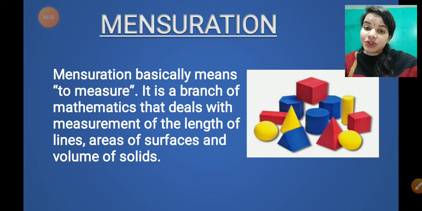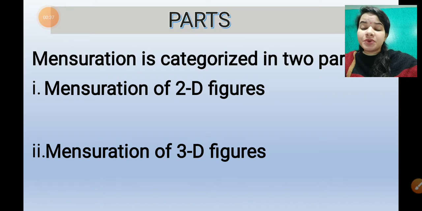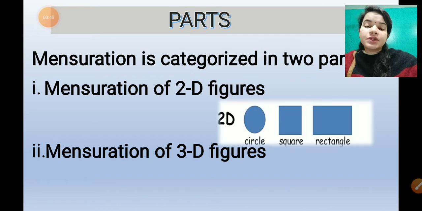So what does mensuration mean? It means to measure. Now mensuration has two parts. First of all, we can measure two-dimensional figures. We can have certain measurements for two-dimensional figures, like the figures square, rectangle, circle, triangle. All these figures are your two-dimensional figures because they have only two dimensions. They do not have any space inside them. So such type of figures are known as two-dimensional figures.